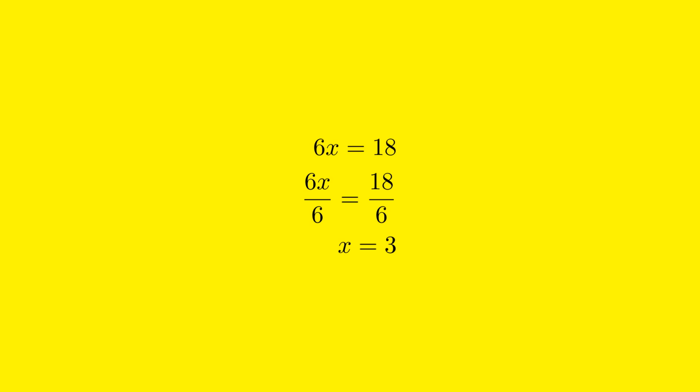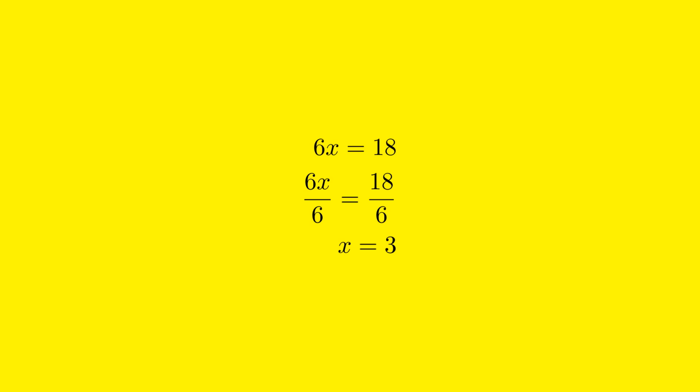When we divide the left side, 6x divided by 6 cancels out the 6, leaving us with just x. This simplifies the left side of the equation to simply x. On the right side, we take 18 and divide it by 6. 18 divided by 6 equals 3. So the equation now changes to x equals 3.